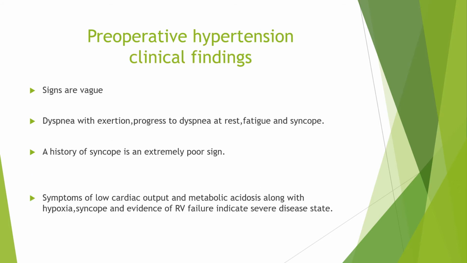First, clinical findings. Signs are vague. Dyspnea with exertion, progressing to dyspnea at rest, fatigue and syncope. We emphasize here that history of syncope is an extremely poor sign. The patient may have symptoms of low cardiac output and metabolic acidosis along with hypoxia, syncope, and evidence of right ventricular failure, which indicate severe disease state.